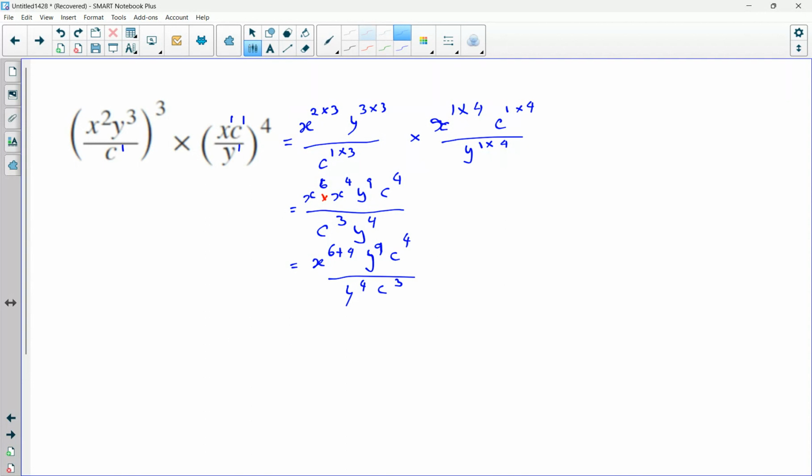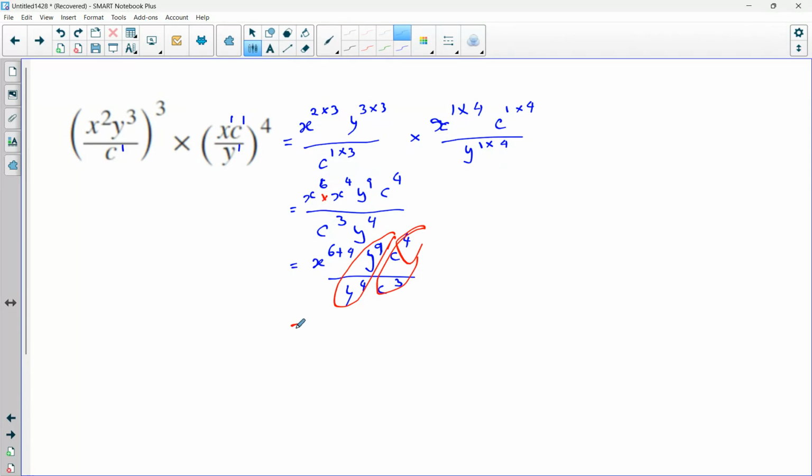Now, in my next step, I'm going to again combine all of the indices with the same base. So the y's would combine together and the c's would also combine together. And with division, the rule then changes. What you do with the powers is that you have to minus them. So it's the opposite of adding.